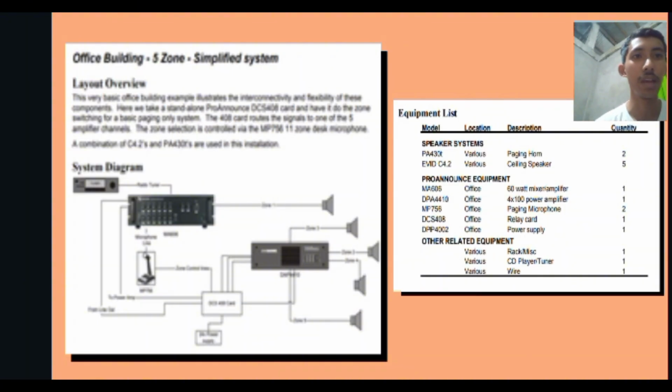For example, we have speaker systems, the PA430T, various paging horns, and the EVID C424, and the various ceiling speakers. The quantity of this is 2, as you can see in the example, and the ceiling speaker is 5. The other equipment we have in the following is a 60-watt mixer amplifier, a 4 by 100 power amplifier, a paging microphone for the office, and a relay card.